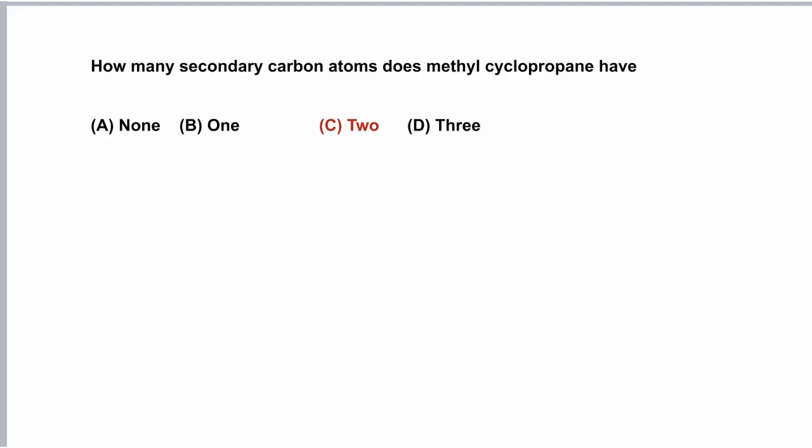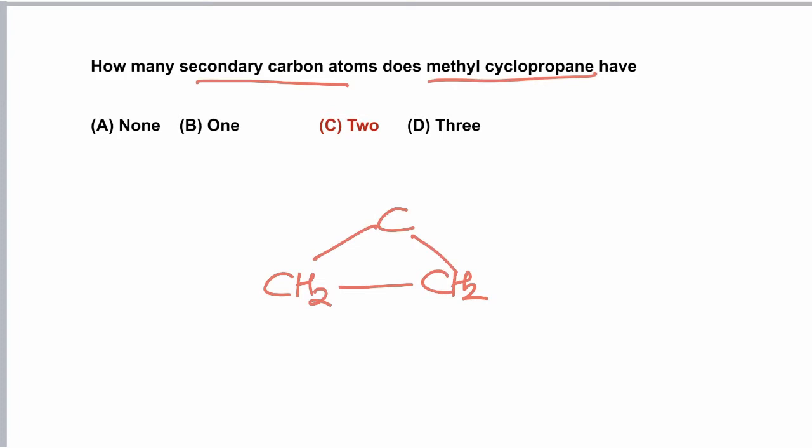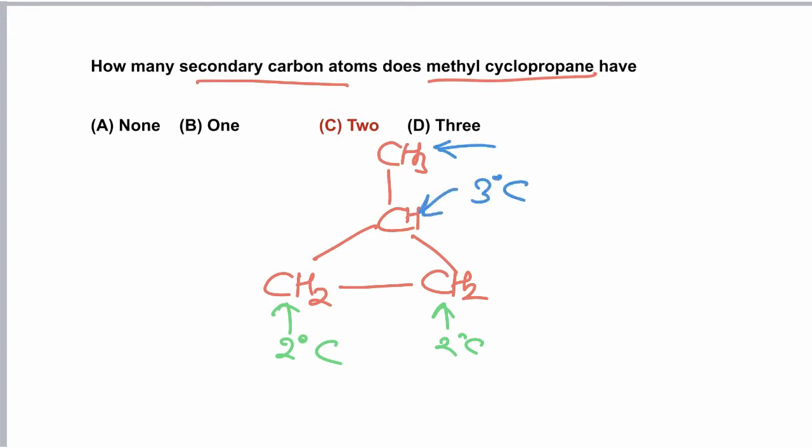In this question, we have to find the number of secondary carbon atoms in the methyl cyclopropane molecule. So the methyl cyclopropane molecule has a 3-membered ring with one methyl substituent. Now these 2 carbon atoms are 2 degree carbon, while the carbon which is connected with 3 other carbon atoms is 3 degree carbon, and this is 1 degree carbon. So the total number of 2 degree carbon atoms present is equal to 2. So the correct answer is C.